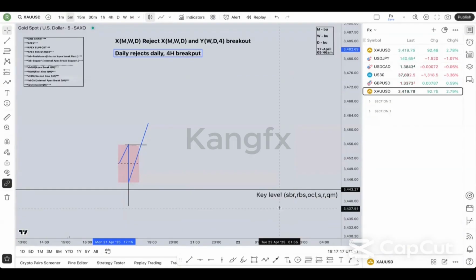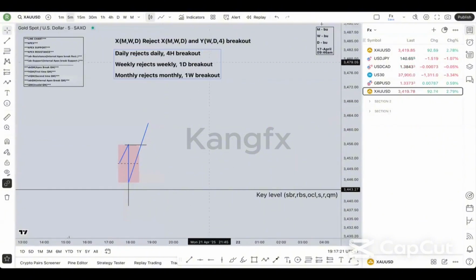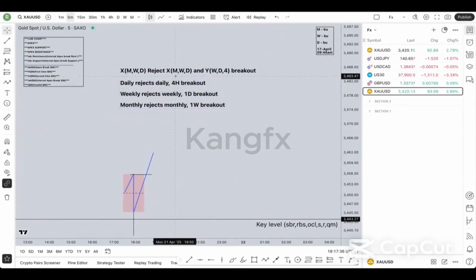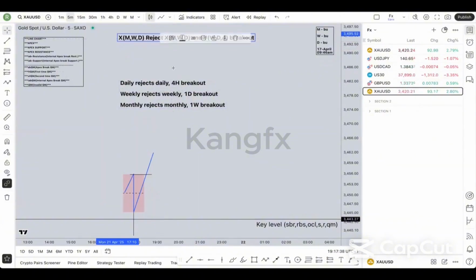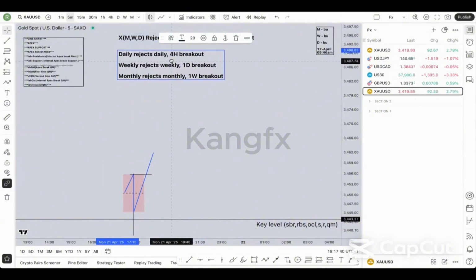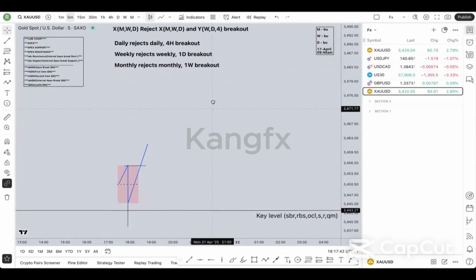This is what we need. This is the formula we use to get our storyline. For daily rejects daily 4 hour breakouts. For weekly rejects weekly 1 day breakout. For monthly rejects monthly weekly breakout. Now, if this is how a storyline begins, how does a storyline end? A storyline ends the same way it begins.